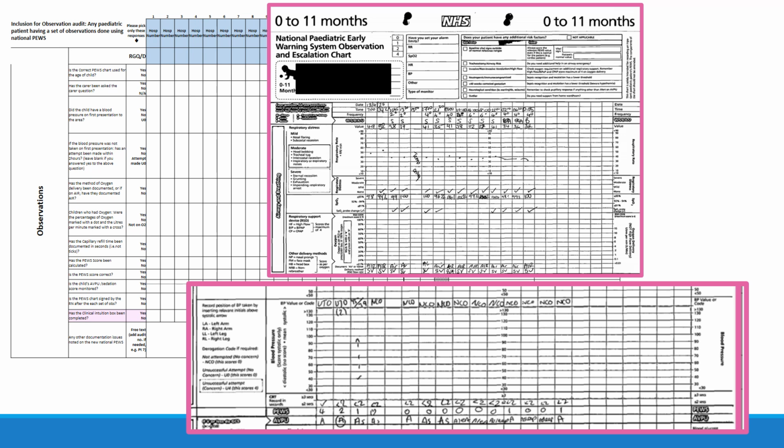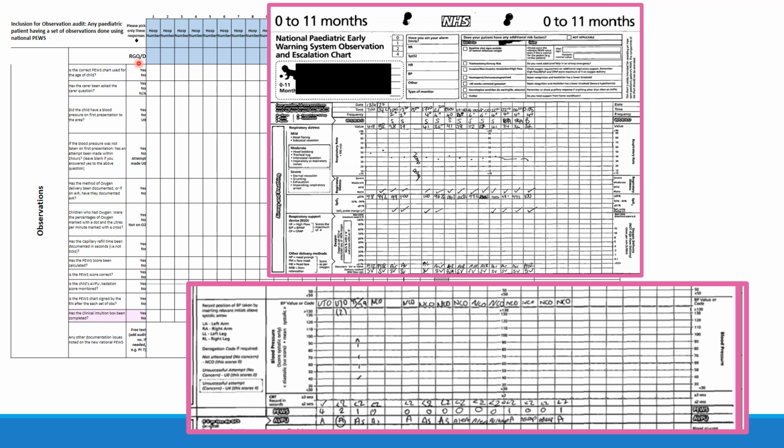So to audit, you are going to look at as many children's notes as possible and choose those children for audit. You're going to get one of their observations charts. If this is a child that has been in for a long time and has many PEWS charts, just choose one that you are going to audit. You're then going to write their hospital number in this top section here.